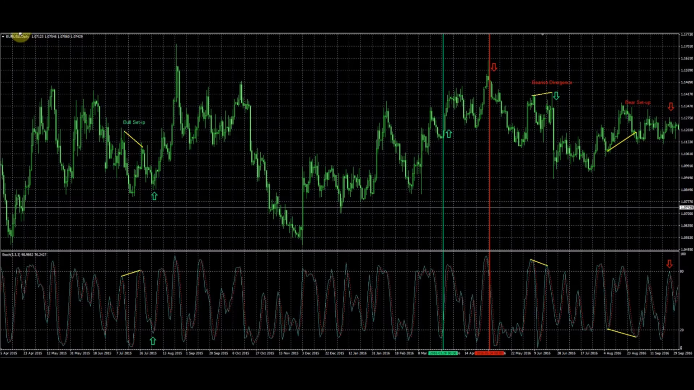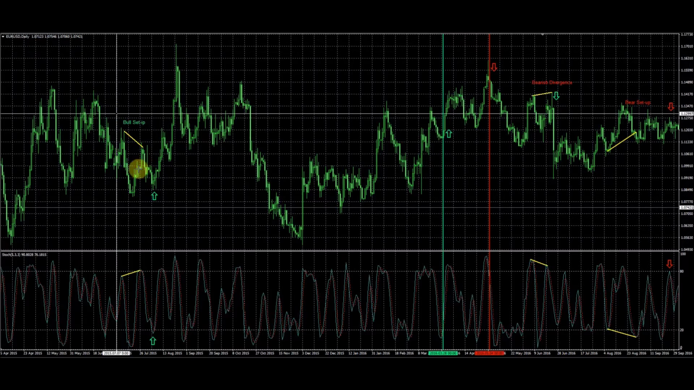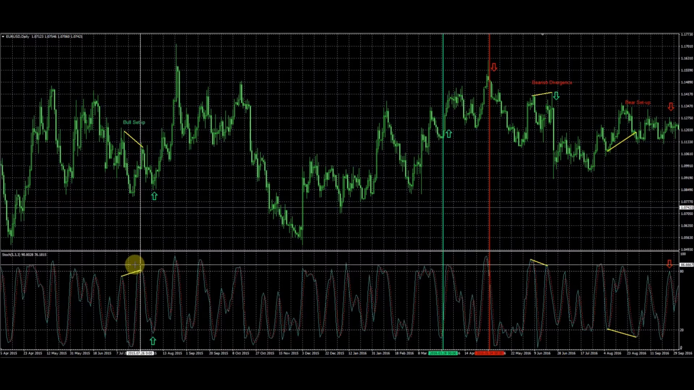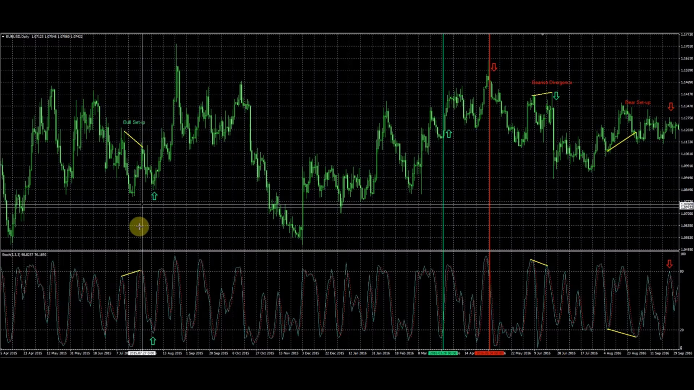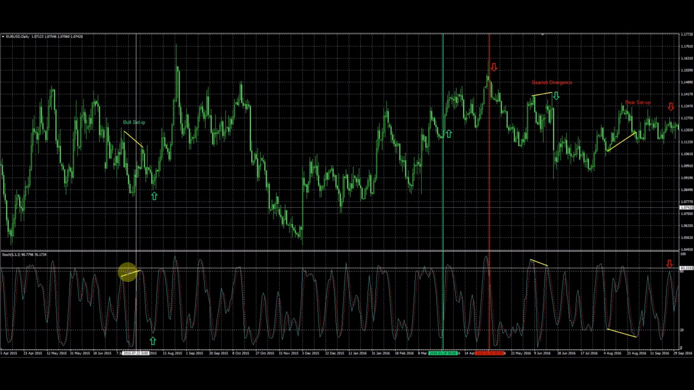Let's take a look at a bull setup and a bear setup. A bull setup, as I have shown in the example, is basically the inverse of a bullish divergence. The currency pair's price forms a lower high, but the stochastic oscillator forms a higher high, as you can see in the example here.